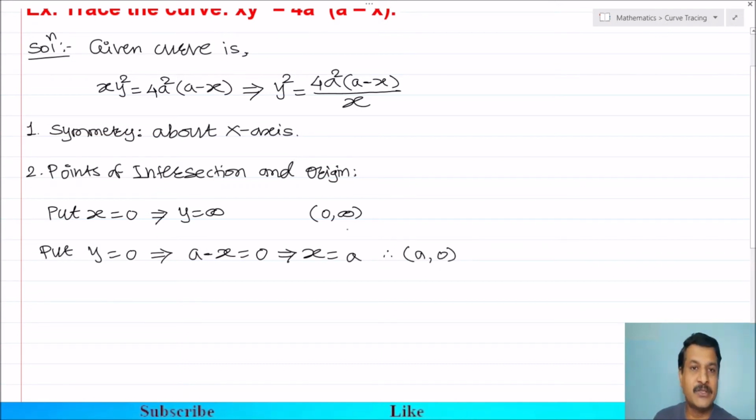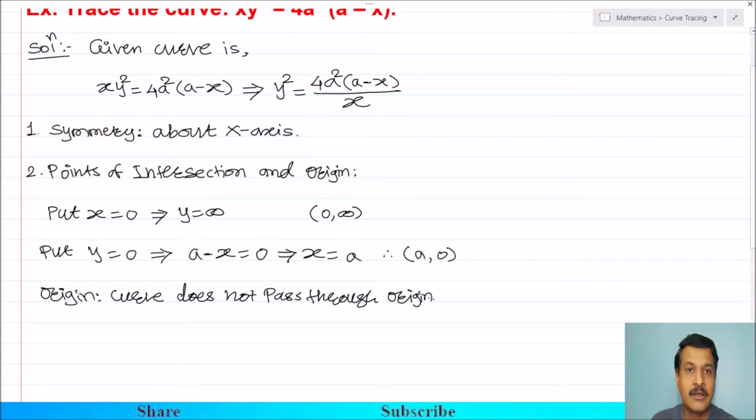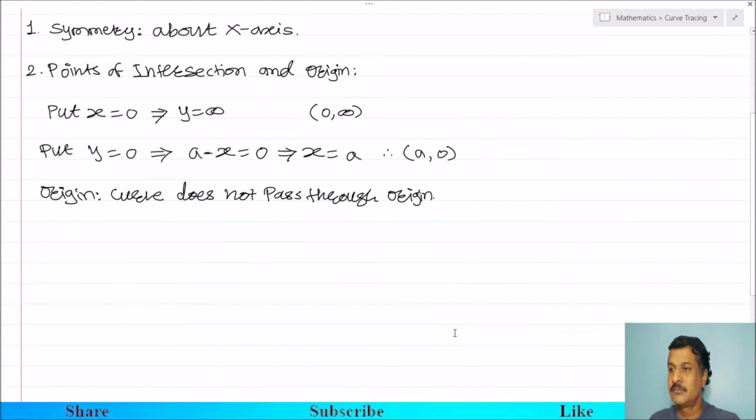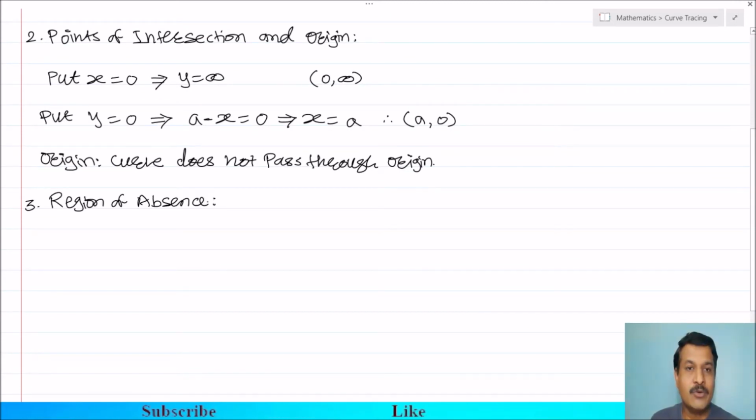So if we substitute x equal to 0, I am not getting (0, 0). Even if we put y equal to 0, I am not getting (0, 0). It means that the curve does not pass through the origin. So for origin, you write that the curve does not pass through the origin. Therefore, we need not find the tangent at the origin. Now the third point is region of absence. So how to find region of absence? This is the first example.